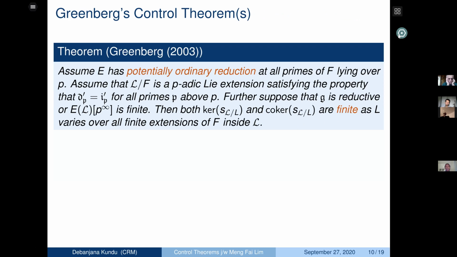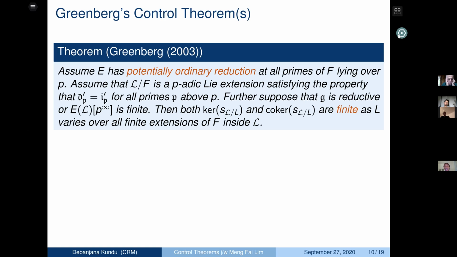Now, Greenberg in 2003 generalized the result of Mazur, and he said you don't have to just look at Z_p extensions. You can look at essentially any p-adic Lie extension that arises in number theory. There are some technical terms that I've written here, for those who have probably seen this theorem before, but the technicalities are not really important for today's talk. The conditions show up everywhere in number theory; they are very natural conditions.